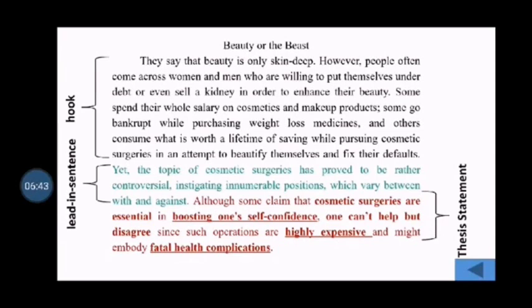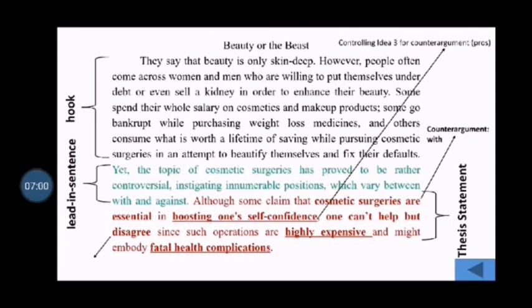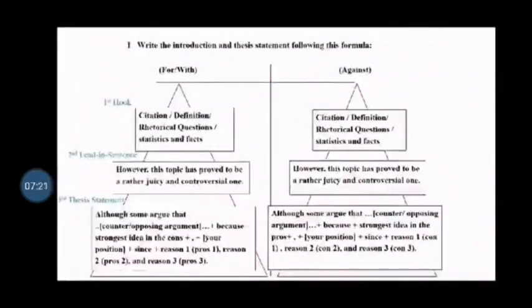In the thesis statement, the counter-argument or opposing argument is that cosmetic surgeries are essential, and it is with cosmetic surgeries. Their strongest point is boosting one's self-confidence. My position is against cosmetic surgeries. My two strongest points are the fact that it's highly expensive and the fact that it has fatal health complications. By now, you must have noticed that there is a formula that you could use in an introductory paragraph, whether you are for or against.